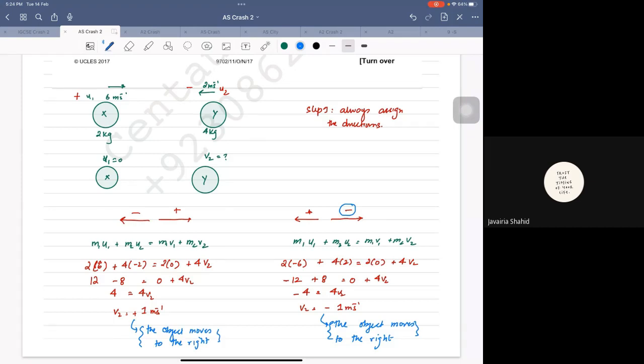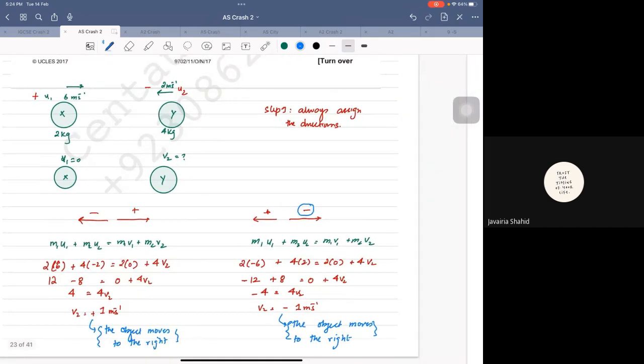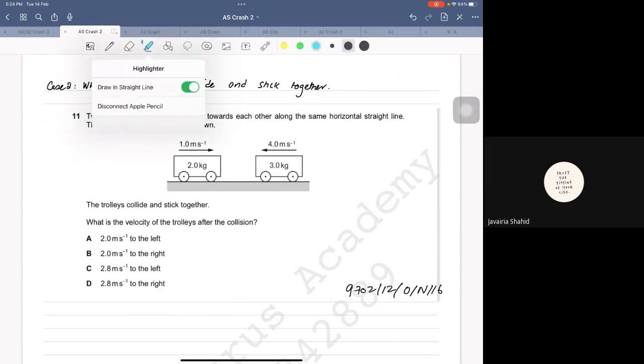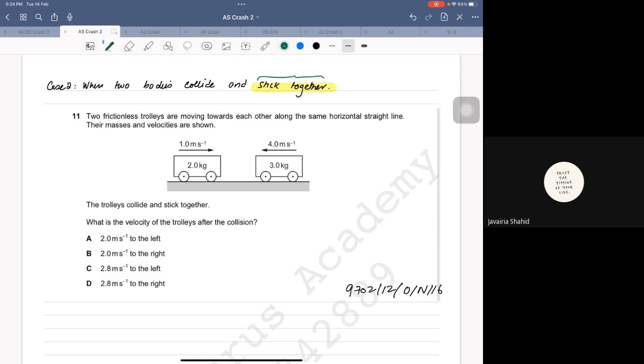Okay. So now we're going to go to the next thing. In case two questions, you would often see the words where two bodies collide and stick together. The variation of this wording could be like embed. They can also say go together.